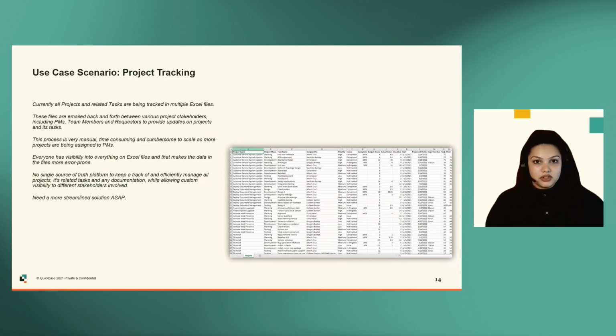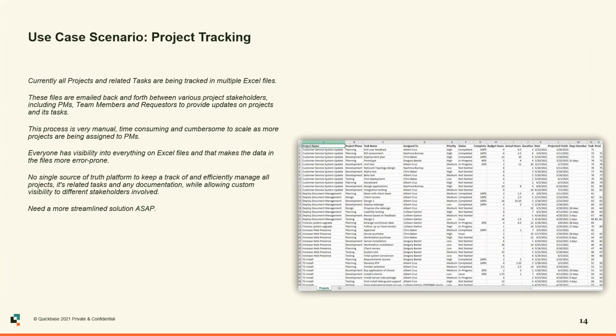Now, I know there's a lot on the screen, so I'm going to read this out, just bear with me. The scenario for project tracking is that currently all projects and related tasks are being tracked in multiple Excel files. These files are emailed back and forth between various project stakeholders, including project managers, team members, and requesters to provide updates on projects and its tasks. This process is very manual, time-consuming, and cumbersome to scale as more projects are being assigned to project managers. Yikes. Everyone has visibility into everything on Excel files, and that makes the data in the files more error-prone.